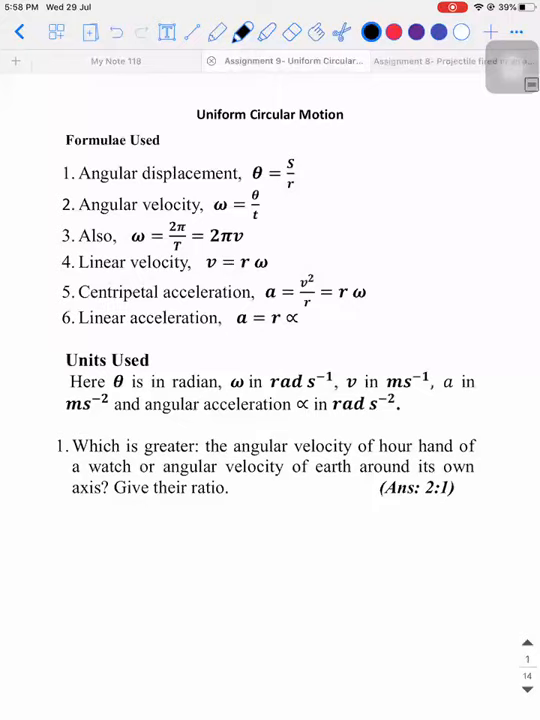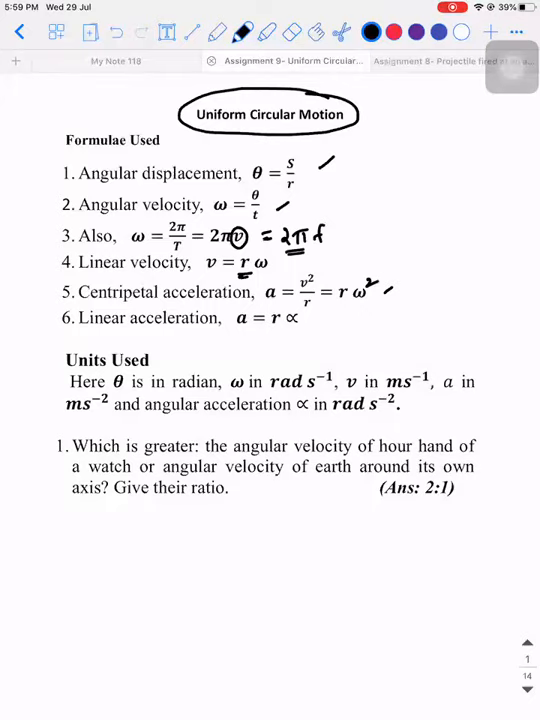Now we will do some problems based on uniform circular motion. These are all simple problems, direct formula. You remember the concept from yesterday, right? Angular displacement is S divided by R. Angular velocity is theta divided by T. Omega is 2 pi by T, which is 2 pi into nu, or 2 pi into F also. Similarly, linear velocity is R omega, centripetal acceleration is V square by R or R omega square.